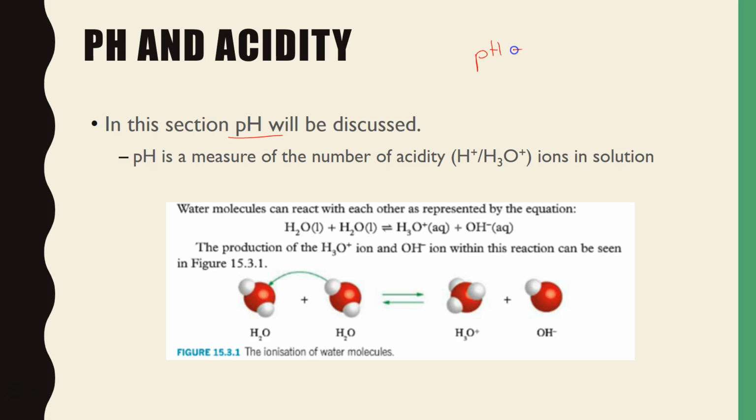pH refers to the concentration of hydrogen ions or hydronium ions in solution. So when I have a square bracket, it refers to concentration in moles per litre. As I already said here, pH is a measure of the acidity, which is defined by hydrogen ions or hydronium ions in a solution.